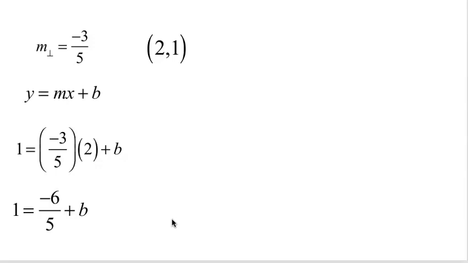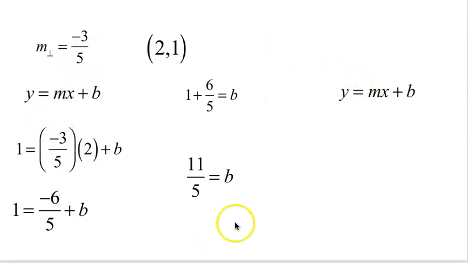Let's add 6/5 to both sides. 1 plus 6/5. Well, 1 is 5/5. 5/5 plus 6/5 is 11/5. So I have m and I have b. So we're going to plug those into y equals mx plus b. Y equals negative 3/5 x plus 11/5.